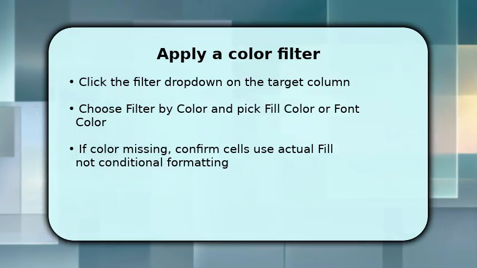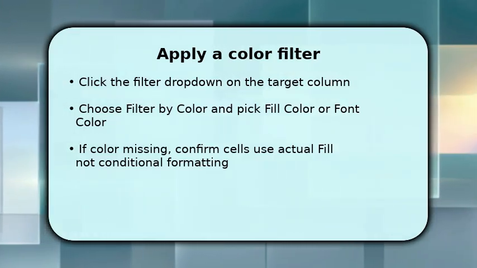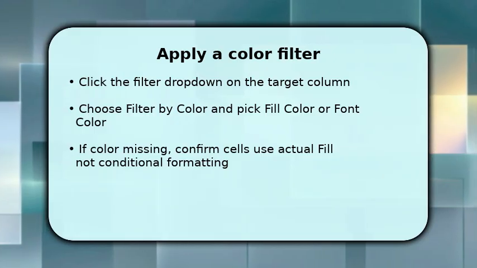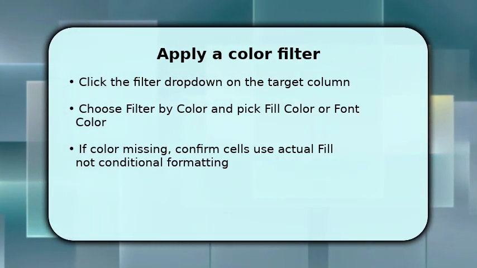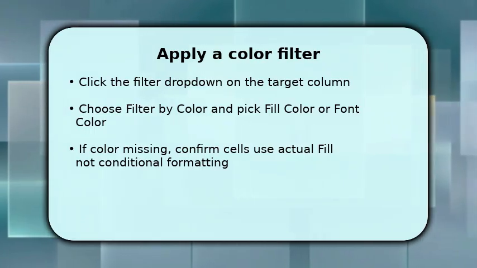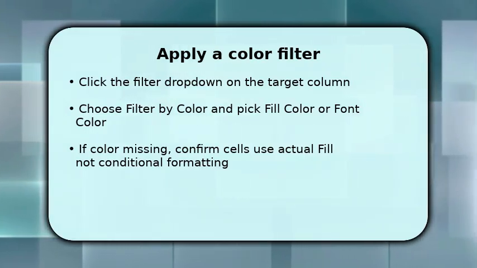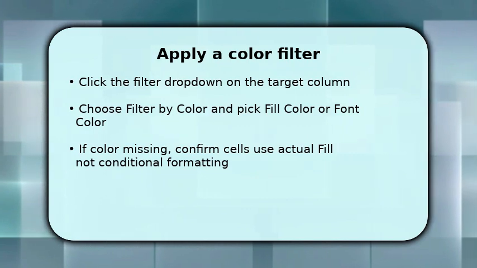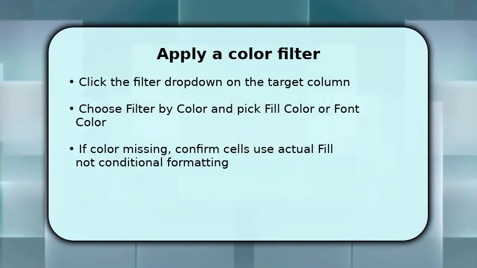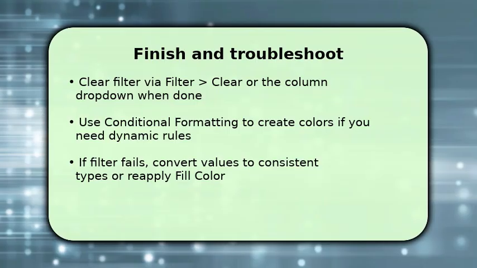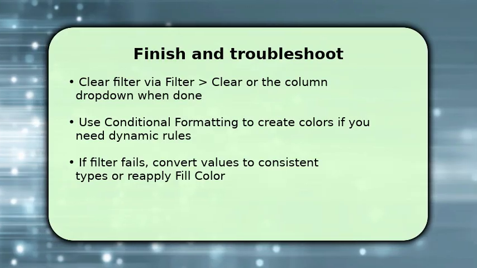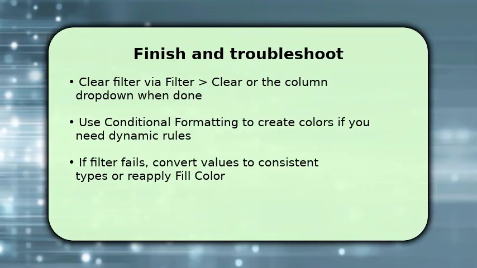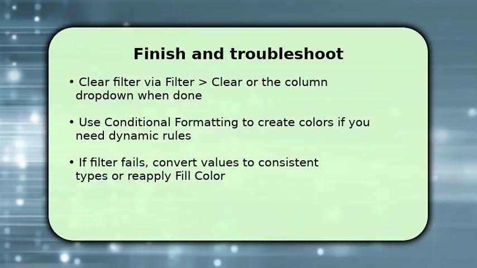If the color you expect does not appear, make sure cells are filled using the Fill Color tool and not a background image. Once you pick the color, you can combine with text filters or number filters to refine results further. You finish by reviewing the filtered rows, then clear the filter when finished using Filter, Clear, or the column menu. If you need color to respond to logic, apply conditional formatting rules first so colors are consistent across cells.